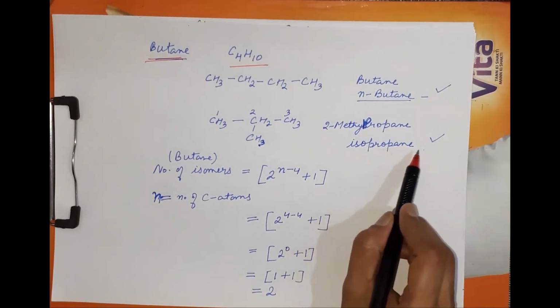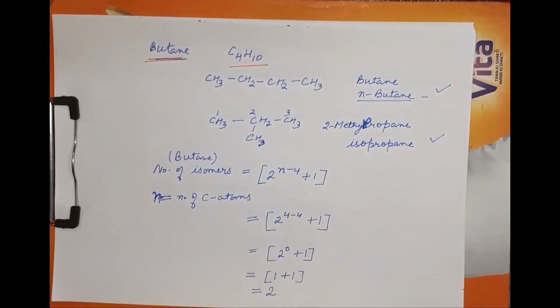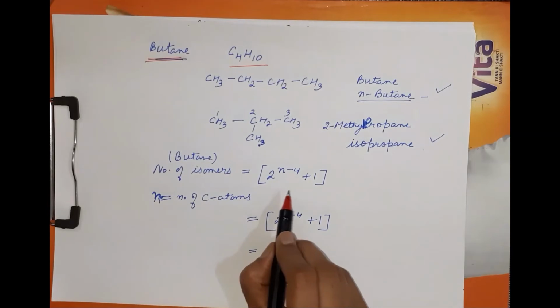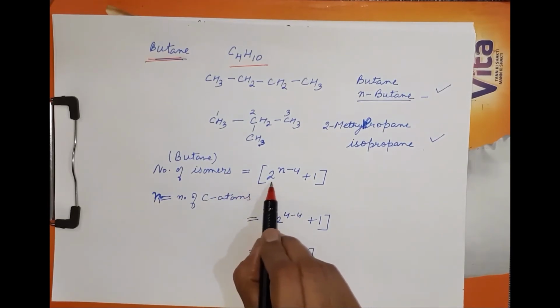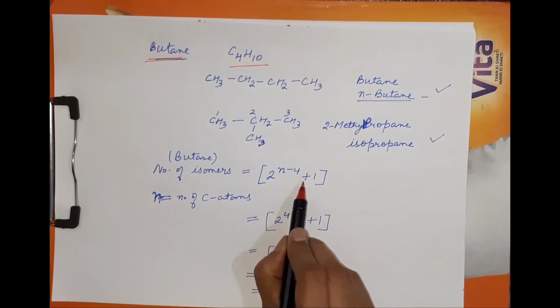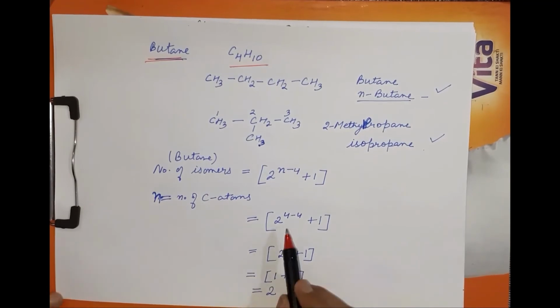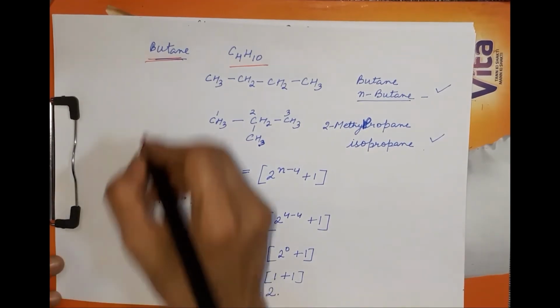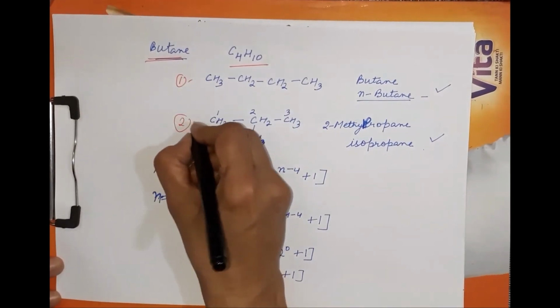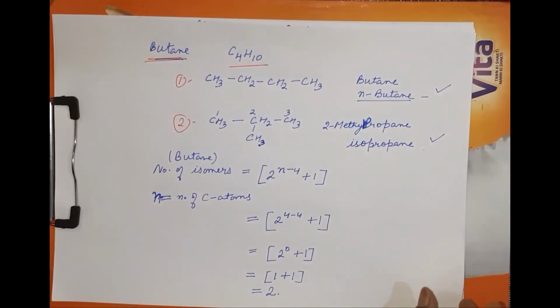This is the common name, and there is one general formula by which we can know the number of isomers. This is equal to 2 to the power n minus 4 plus 1, where n is the number of carbon atoms. So in the case of butane, it will be 2 raised to the power 4 minus 4 plus 1, which is 2 raised to the power 0 plus 1, equal to 2. So in the case of butane, 2 isomers are possible. This is how we can write it.